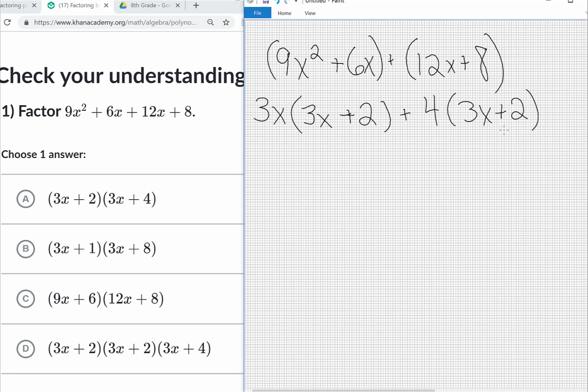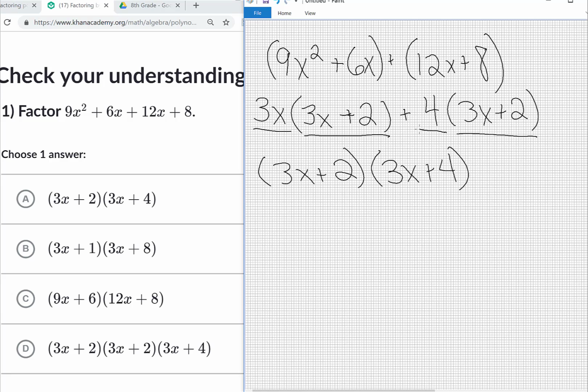So you'll notice now we've got the same factors between the two different terms. That's a common factor, so I can factor that out. So I end up with 3x plus 2, and then the other terms that are left are 3x plus 4. And I got those from here and here. So that is factoring by grouping.